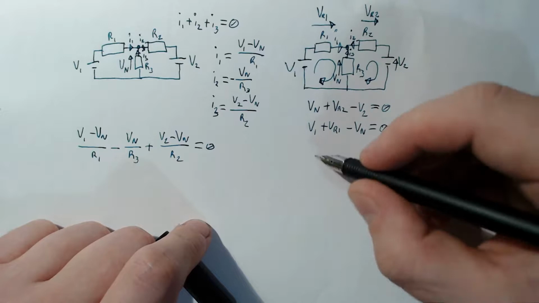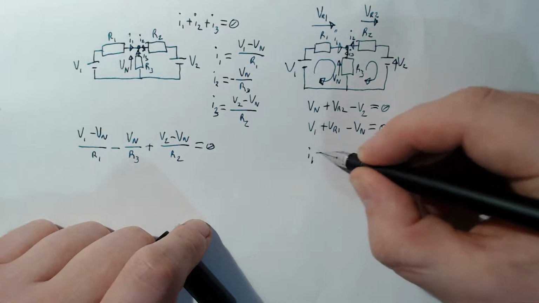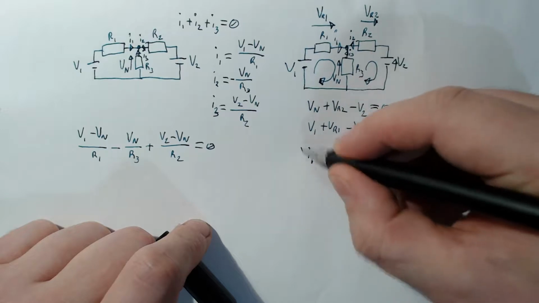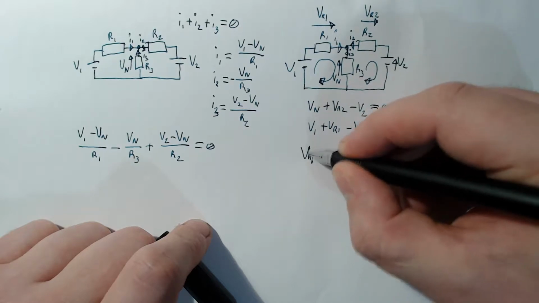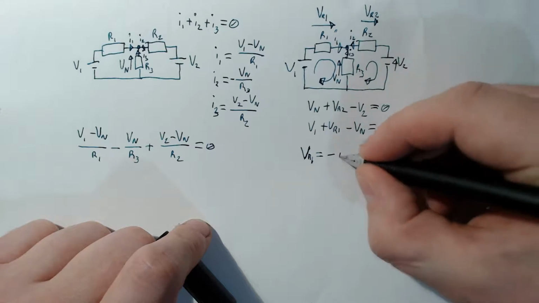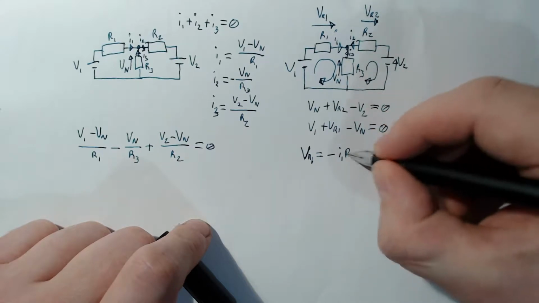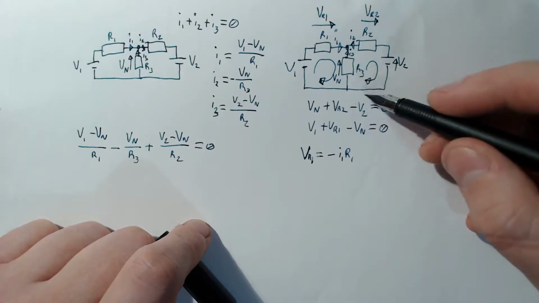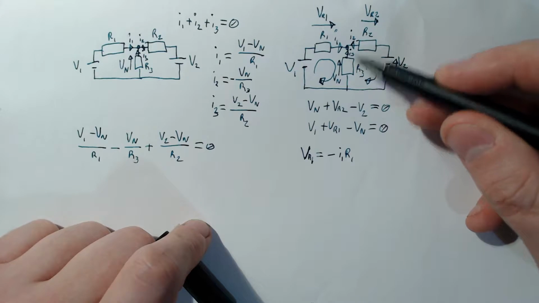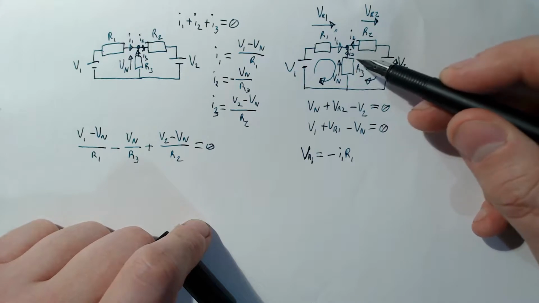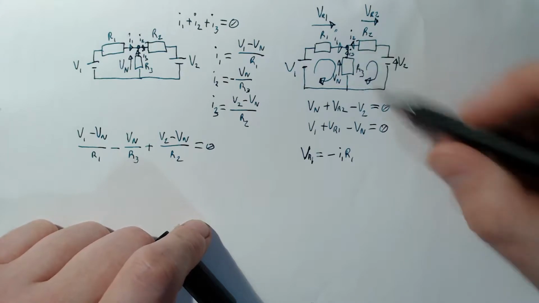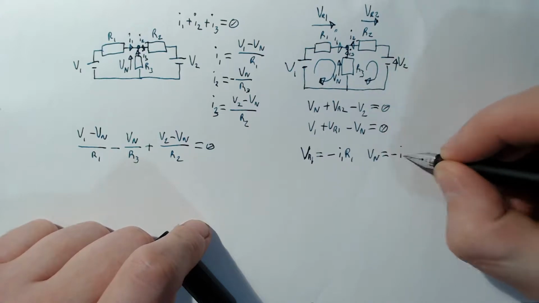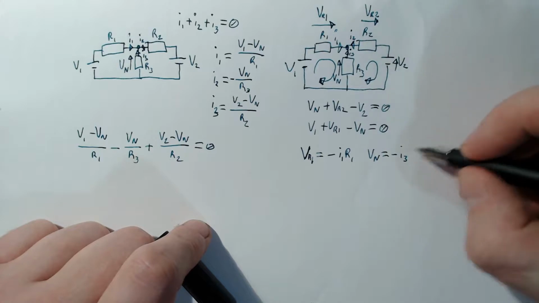So VR1 equals minus I1 times R1. And let's look at R3. So I3 is coming out. Again, it's the wrong way around. We'll need a minus. Vn equals minus I3 times R3.